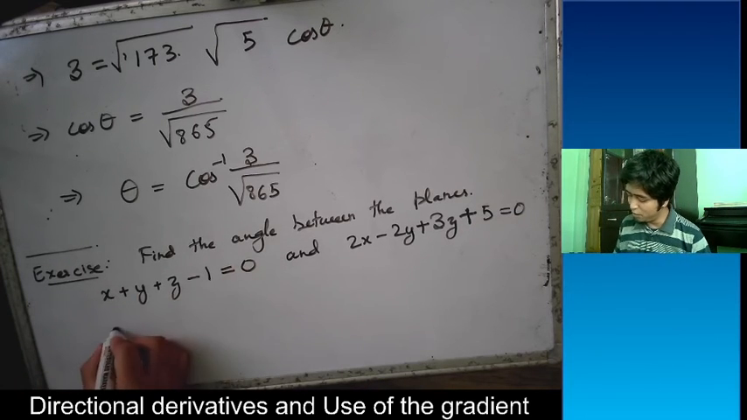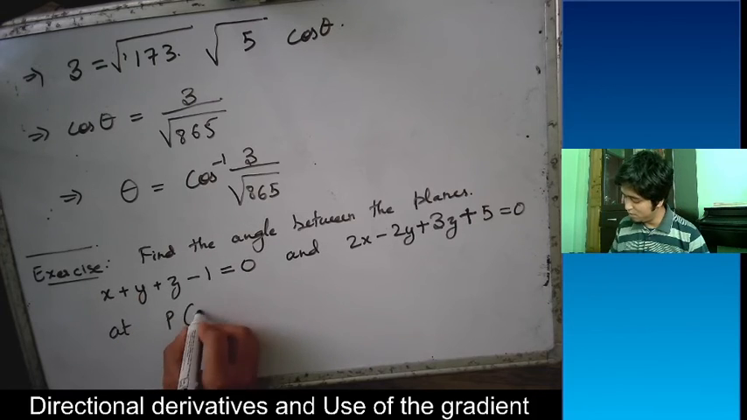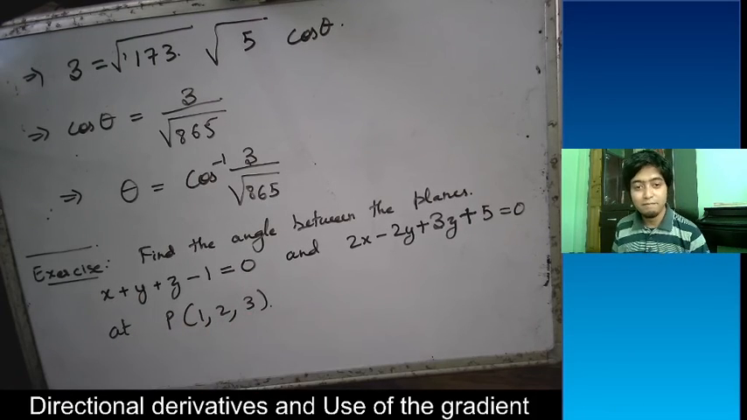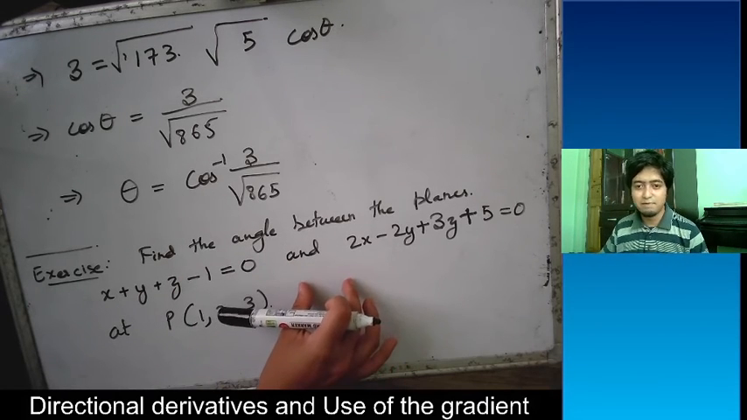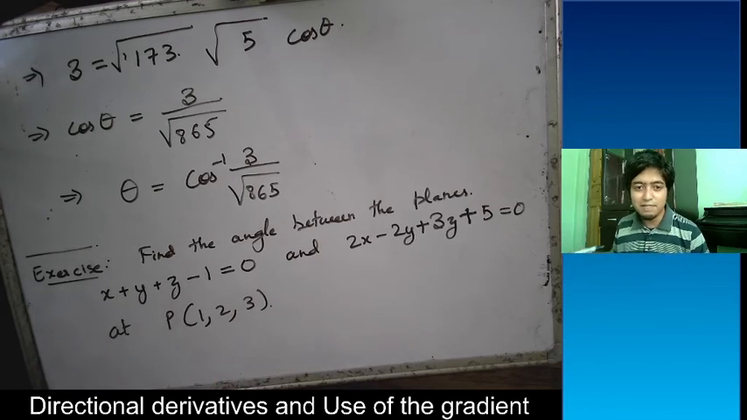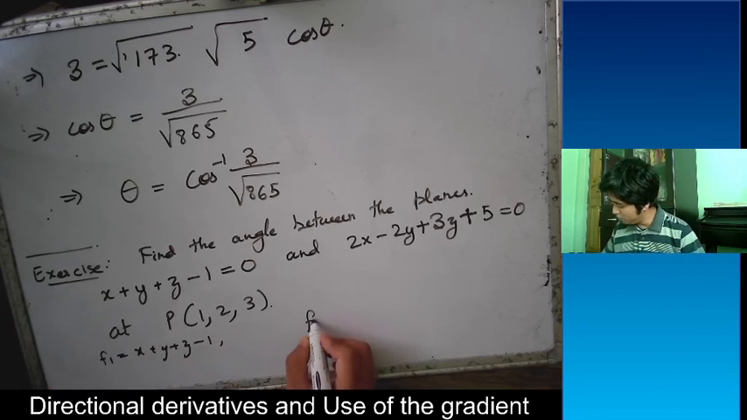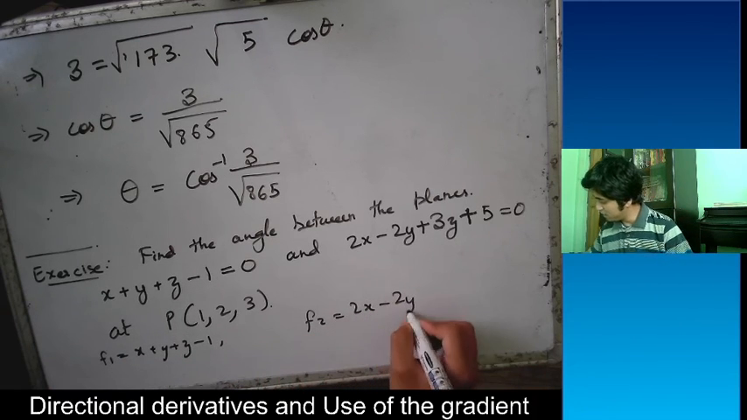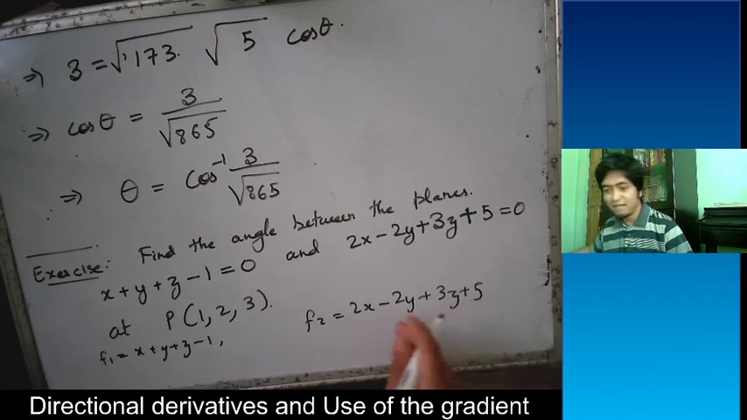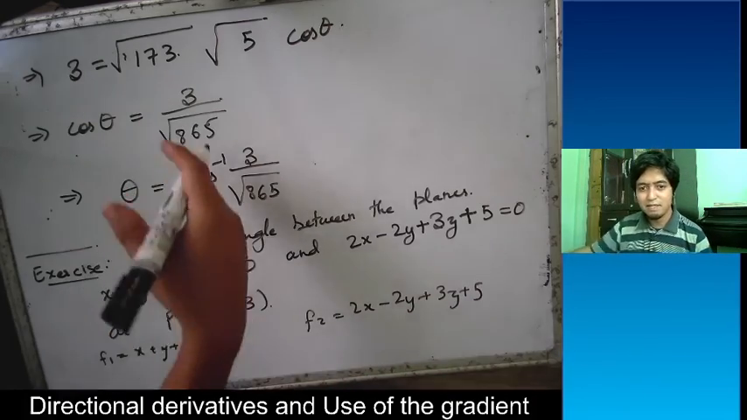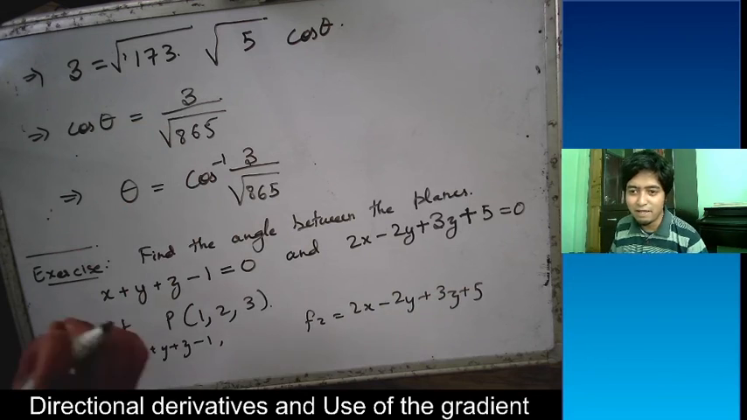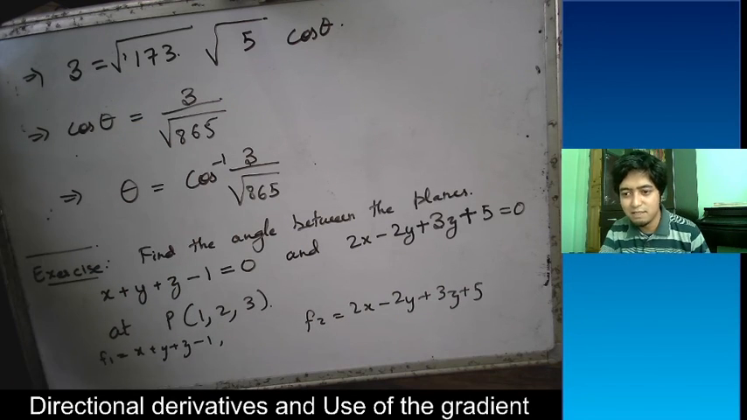You can try this exercise by using the gradient. You can even mention a point P(1, 2, 3). So you can find the angle between these two planes just by using the gradient. Just as a hint, you can set f1 to be x plus y plus z minus 1, and f2 will be 2x minus 2y plus 3z plus 5. And then you can follow similar steps, and you can find out the angle between the two planes. That is all for today.